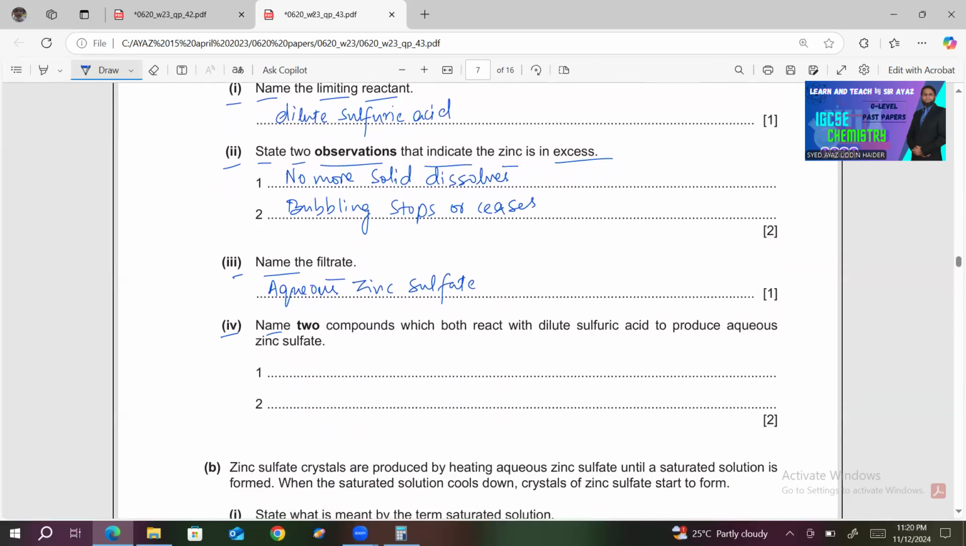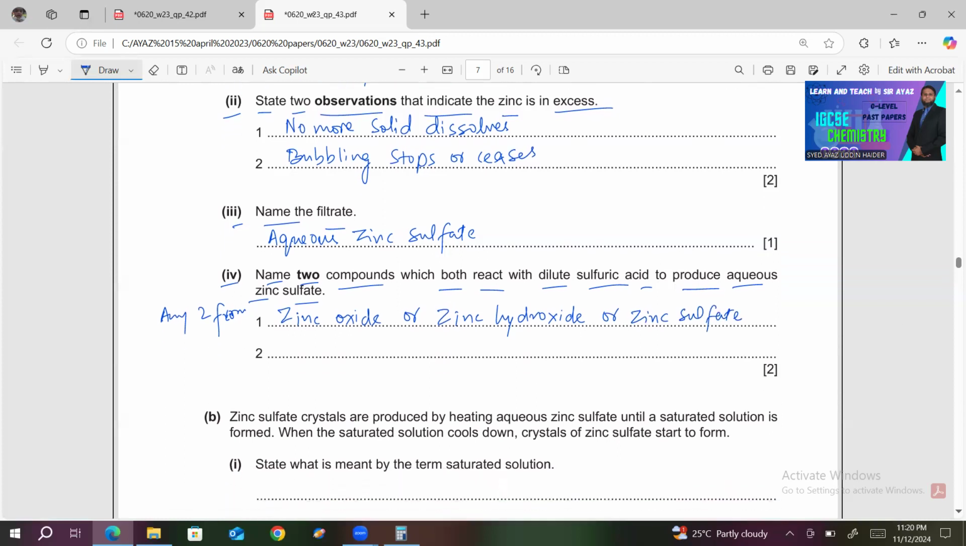Number 4, name 2 compounds which both react with dilute sulfuric acid to produce aqueous zinc sulfate. You can take any 2 of these: zinc oxide, zinc hydroxide, or zinc carbonate. Zinc oxide or zinc hydroxide or zinc carbonate. Moving to the next question, that's part B.